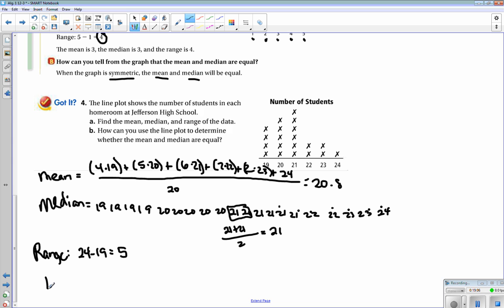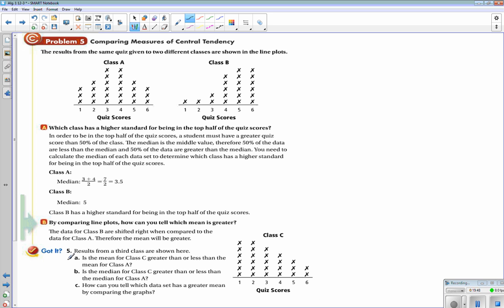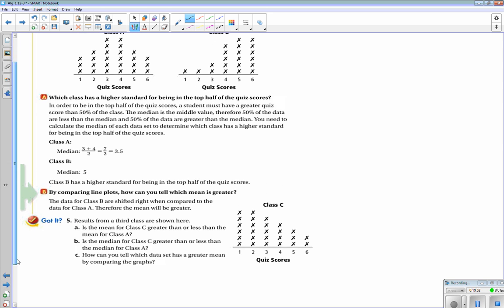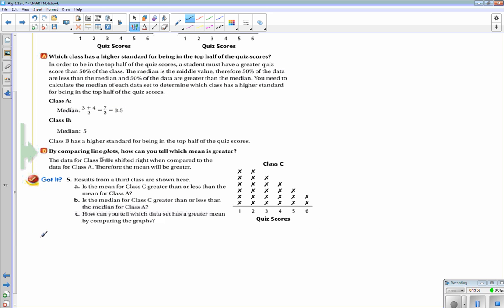So B says, how can you use the line plot to determine whether the mean and median are equal? If the mean and median are equal, then you're going to have a symmetrical frequency distribution. So in this case, because my data is so skewed, I know my median and my mean are not going to be equal. All right, so let's roll down to here.